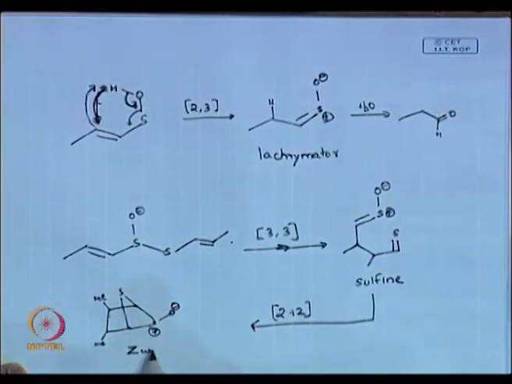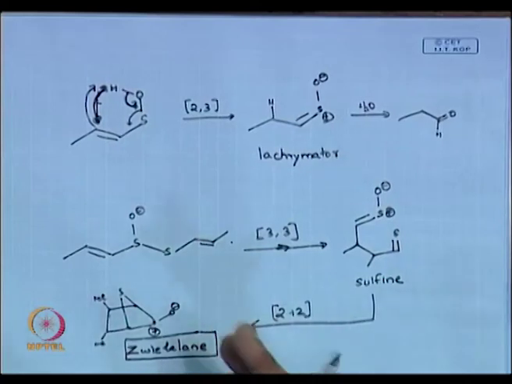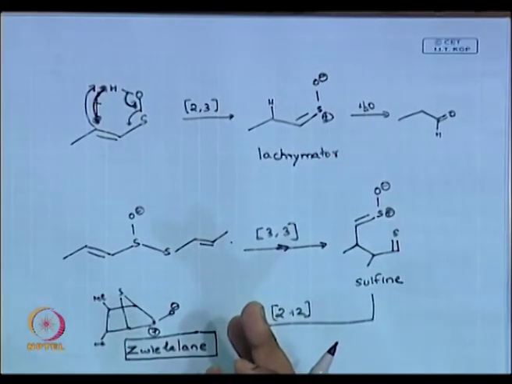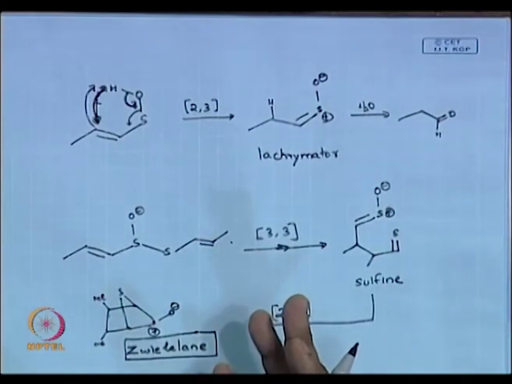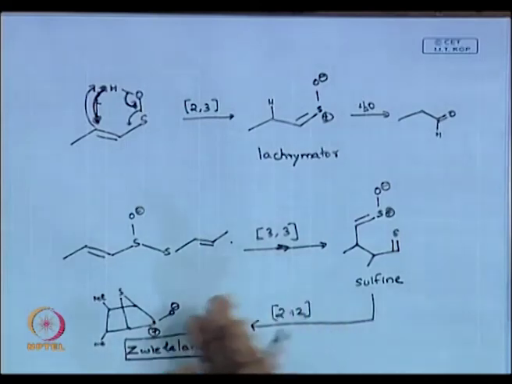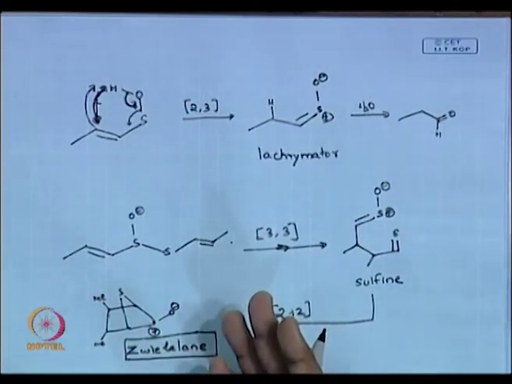This you call Zwiebelane. This is a compound recently studied as a drug for heart disease, antifungal. You know that garlic and onion have very good antifungal properties. This is because of this Zwiebelane, and these are all proper pericyclic reactions, right? Your lachrymatory effect is because of your 2,3 sigmatropic shift, and your Zwiebelane comes from a type of Cope rearrangement.